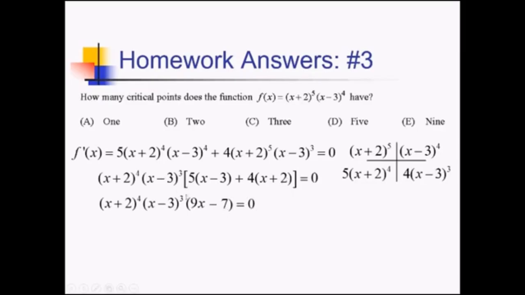Now I just have to set each of these factors equal to 0 and solve. You don't really need to solve because they were just asking how many critical points your function has. And it definitely looks like you're going to have 1, 2, 3 unique numbers. So that would be 3 critical points. But if you wanted to know what they are, we've got negative 2, positive 3, and 7/9. So again, that's going to give us 3.